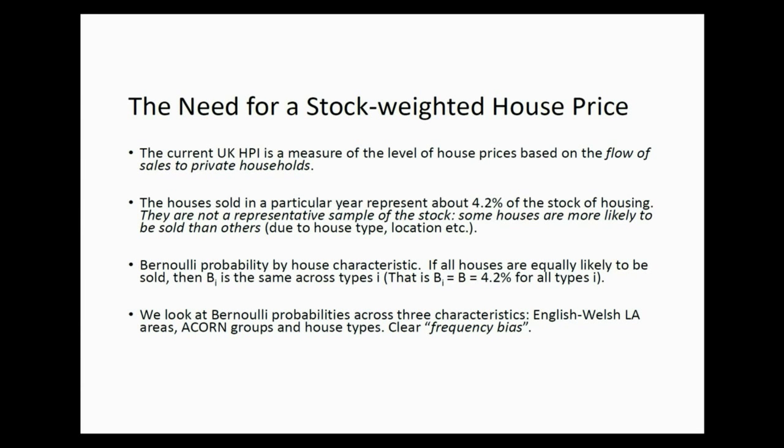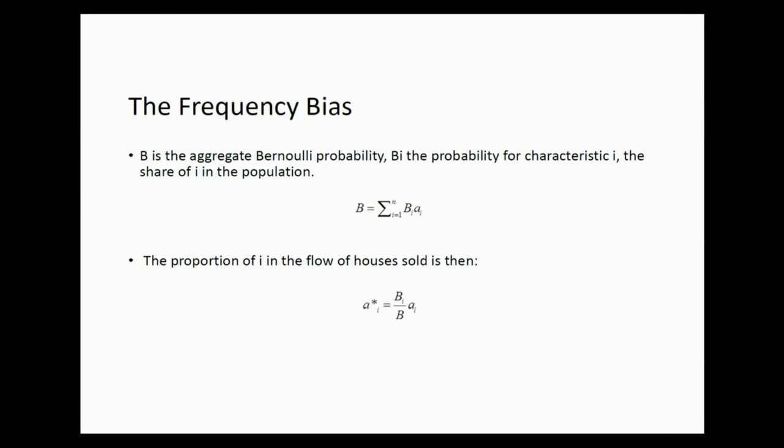So if the flow was actually representative of the stock, then if we looked at any particular housing characteristic, we'd find that the probability of being sold would be the same as in the aggregate. But we find that isn't the case. So we look at three, just to illustrate it. There's a frequency bias, so that we've got the aggregate.